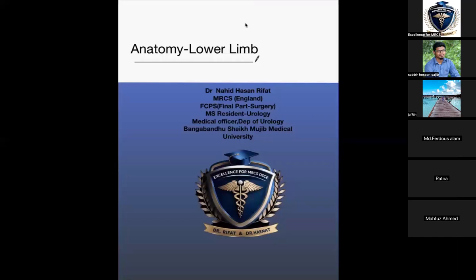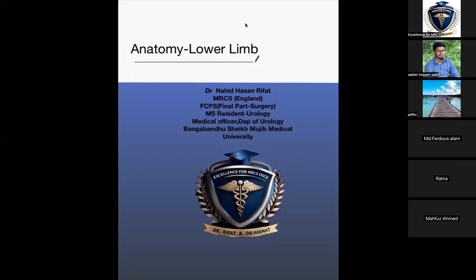Okay, so regarding the lower limb, I told you you will get one station from your anatomy from the lower limb. So out of 3 stations, you might get one station from the lower limb, and there's a huge chance of getting the lower limb in your real exam.